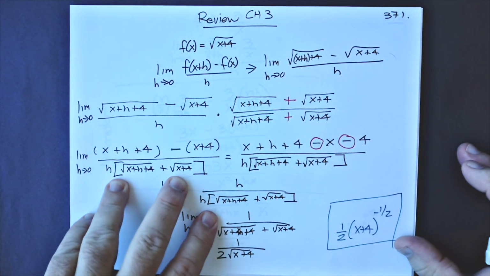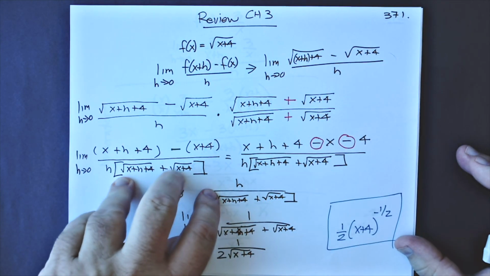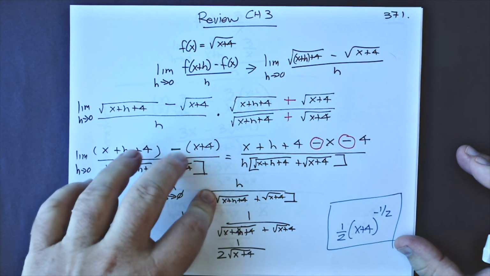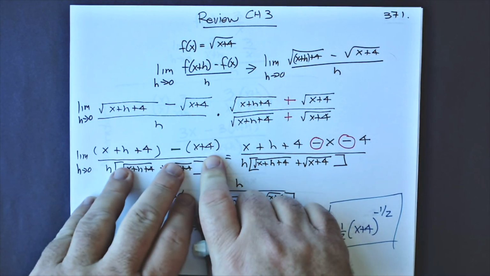In the denominator, notice I'm not going to simplify this. Just leave it alone, because the grief was not with the denominator, it was with the numerator here. So just leave this alone. This will take care of itself in just a moment. Then we're going to simplify this.